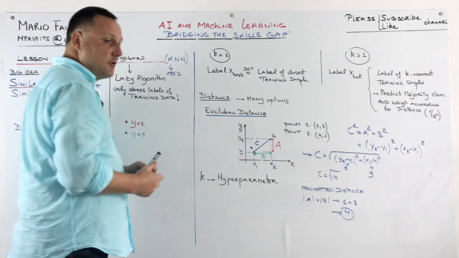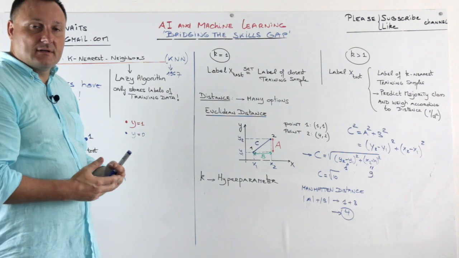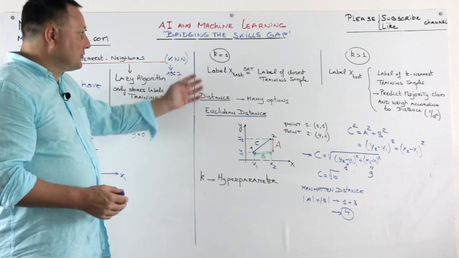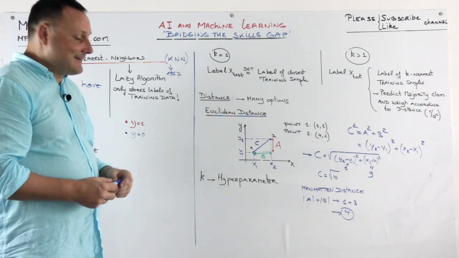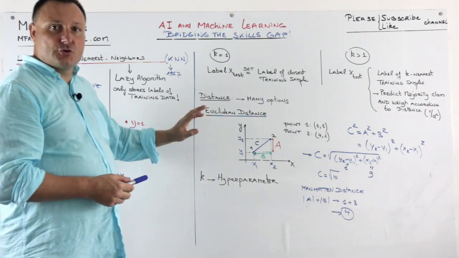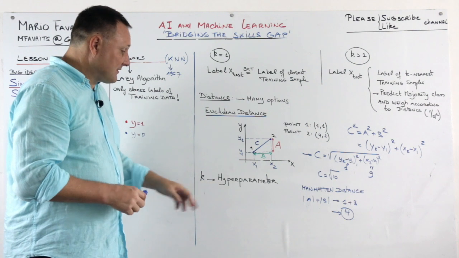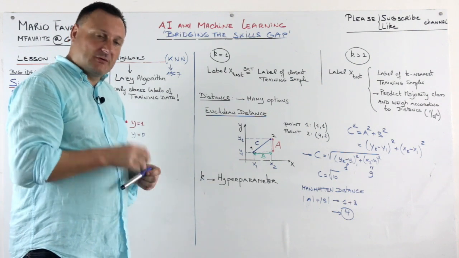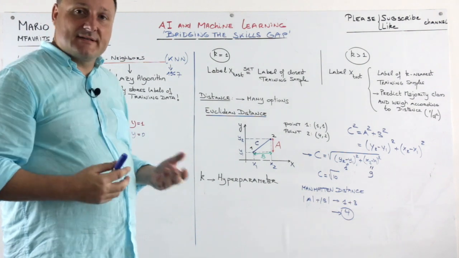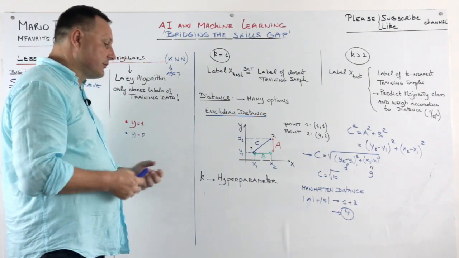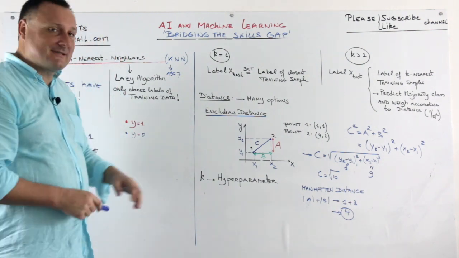K is the number of points you look at in the training sample, and it could be 1, could be more than 1. So this is a parameter that a data scientist would need to choose. Yeah? So that's why we call this a hyperparameter. We've seen similar hyperparameters in gradient descent. The alpha, the learning rate, is also a hyperparameter. Well, here it's exactly the same.